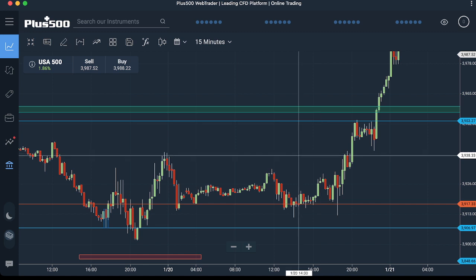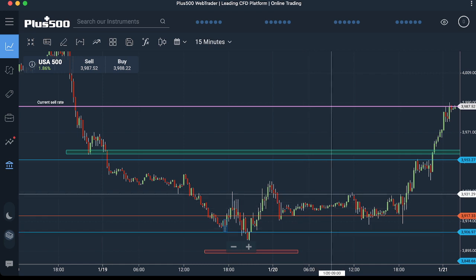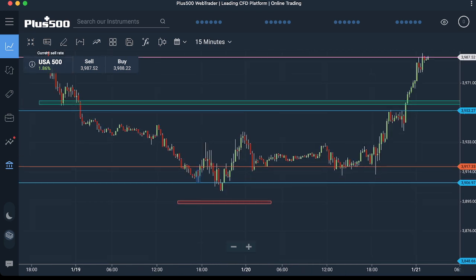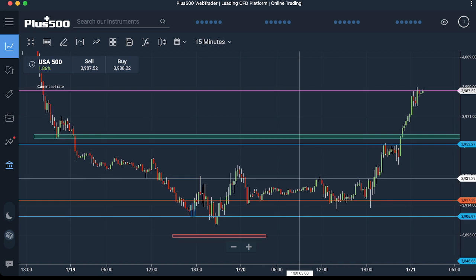So you can see where the stop loss is and how beautifully this trade is working.